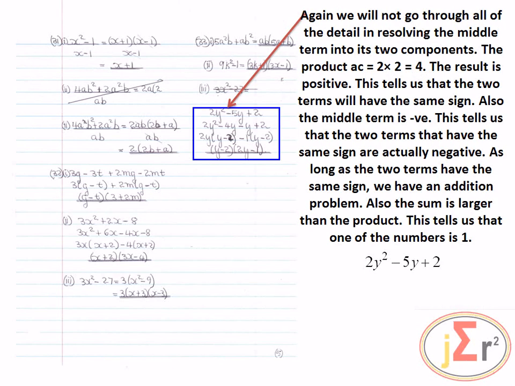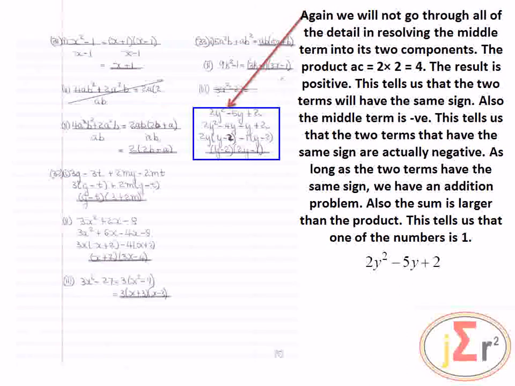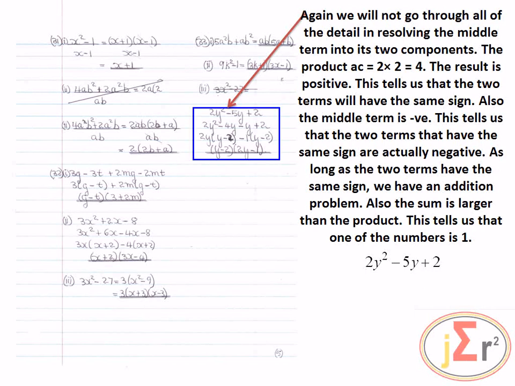We are maintaining that the two numbers have the same sign, but because the sum is negative, as we have right there, then the two numbers are negative. So the result is positive. The two numbers are of the same sign. Also, the middle term is negative. This tells us that they are both negative. As long as the two terms have the same sign, we have an addition problem.